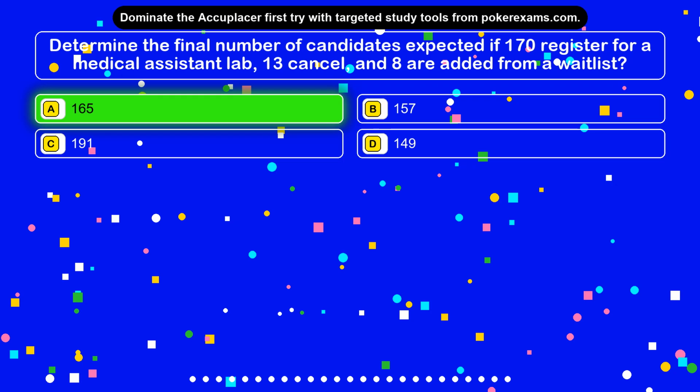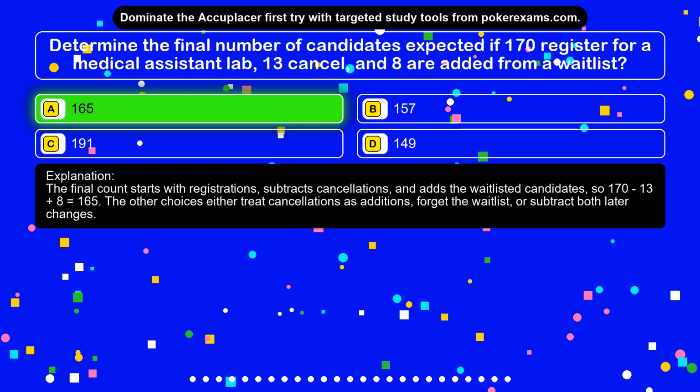The correct answer is option A, 165. The final count starts with registrations, subtracts cancellations, and adds the waitlisted candidates, so 170 minus 13 plus 8 equals 165. The other choices either treat cancellations as additions, forget the waitlist, or subtract both later changes.